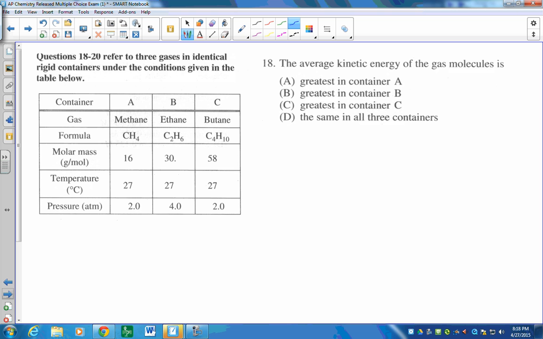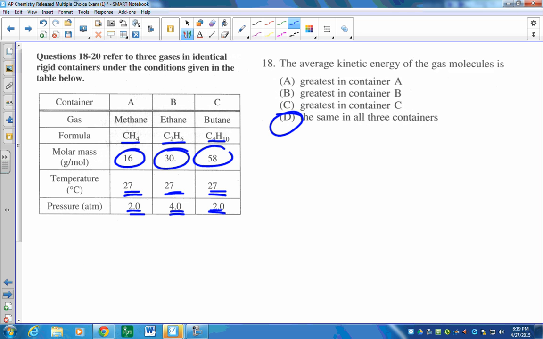Okay, this one, refer to the three gases in identical rigid containers under the conditions given in the table below. So we have the name of the gas, the weight of the gas, the molar mass, so this is the lightest gas. We have the temperature, and we have the pressure. Interesting. Okay. Average kinetic energy of the gas molecules is D, the same in all containers.